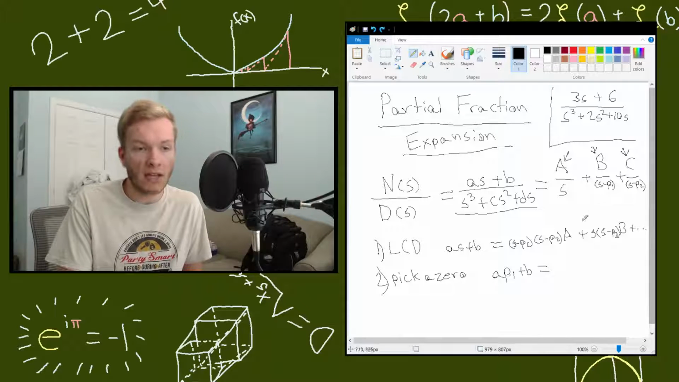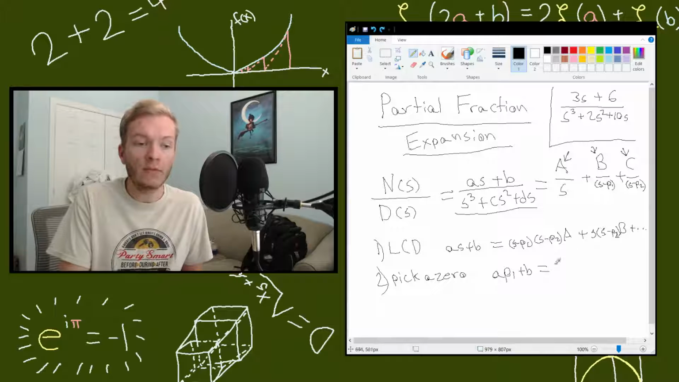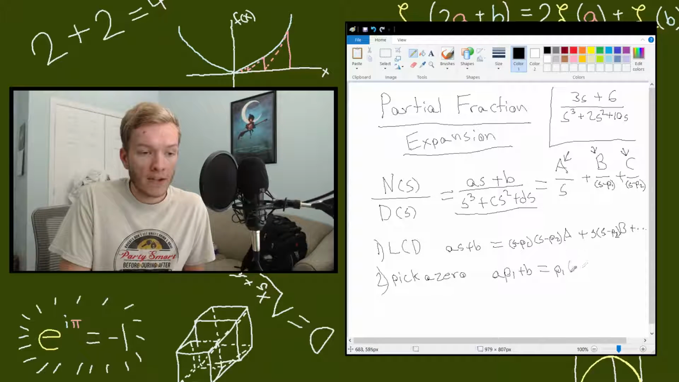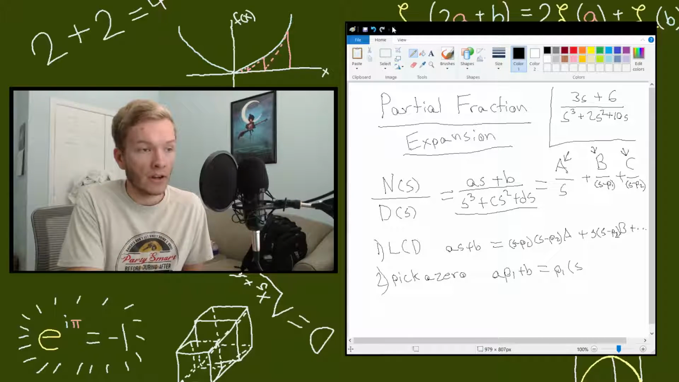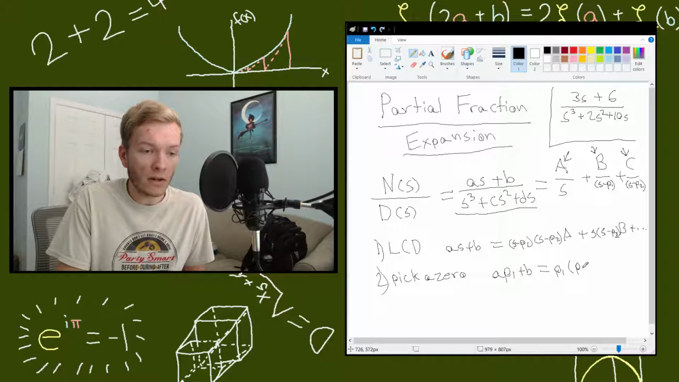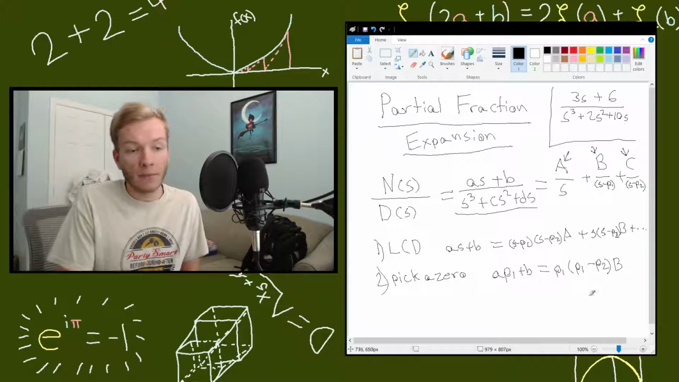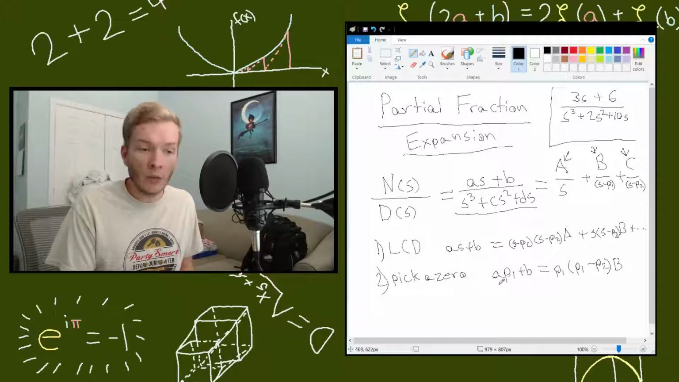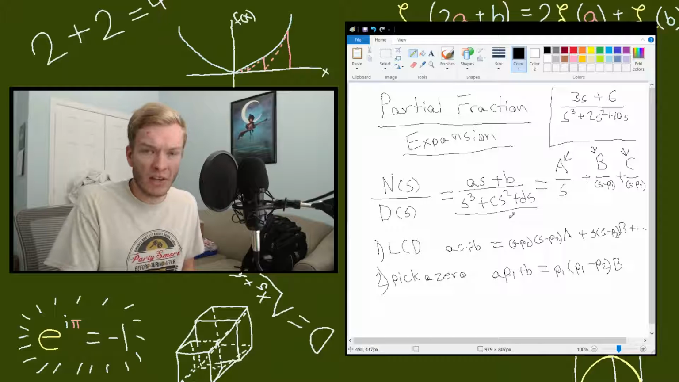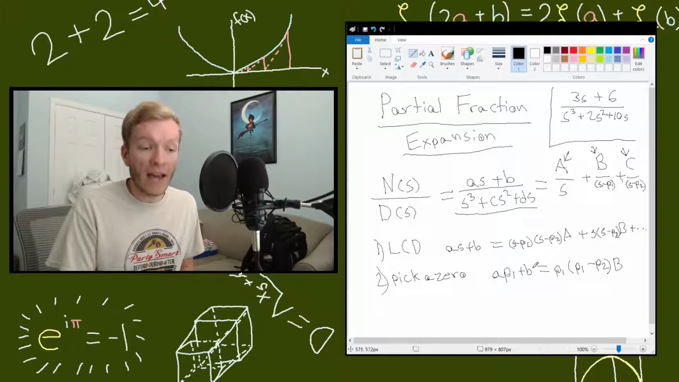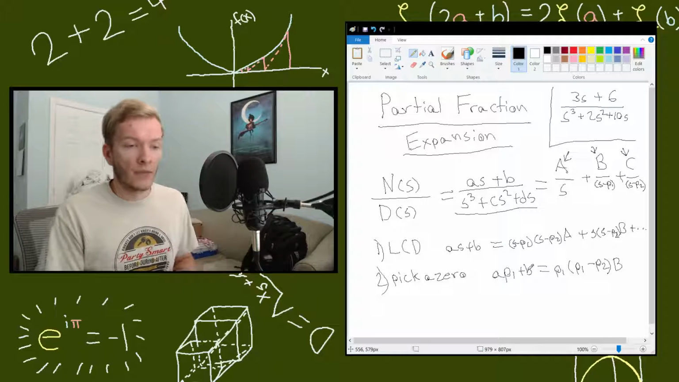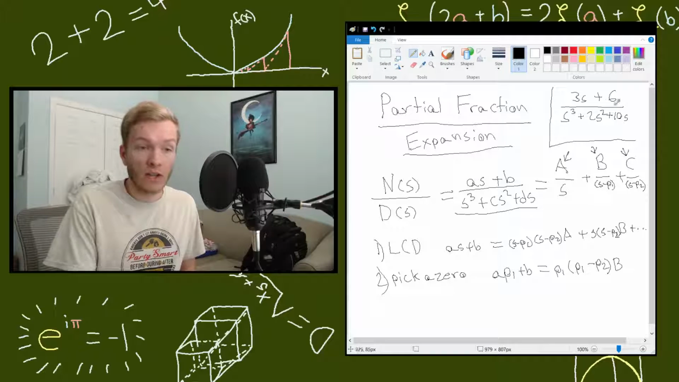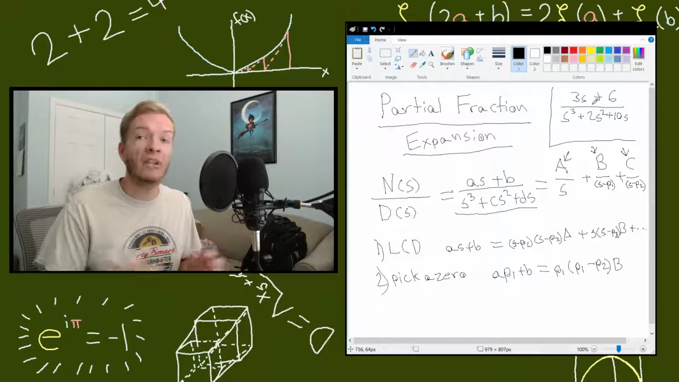So C would cancel out. So what we're going to have is P1 times P1 minus P2 times B. From here on, we can simply solve for B, and we should know all of these other numbers because we plugged P1 in. We'll know what P2 is because we factored this out, and we know what A and B are. That's just something we mentioned at the start, because that's what we're going to be having in our example.